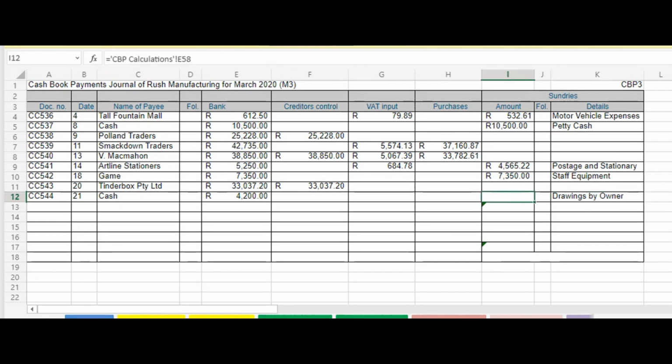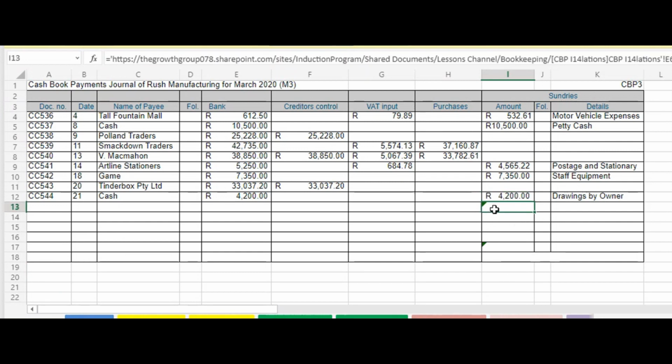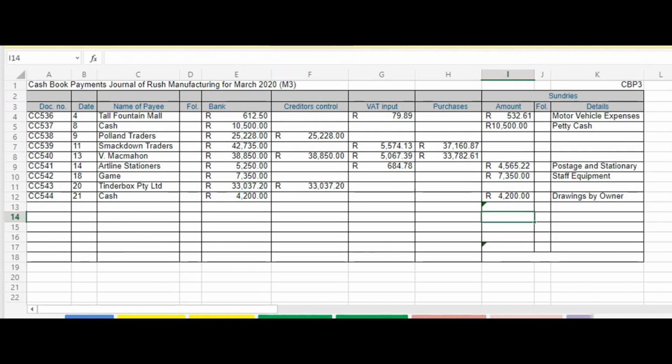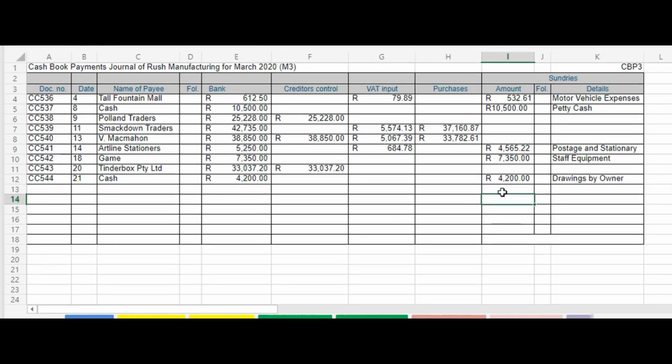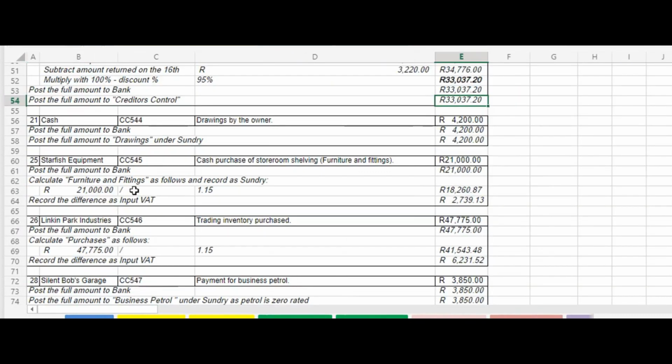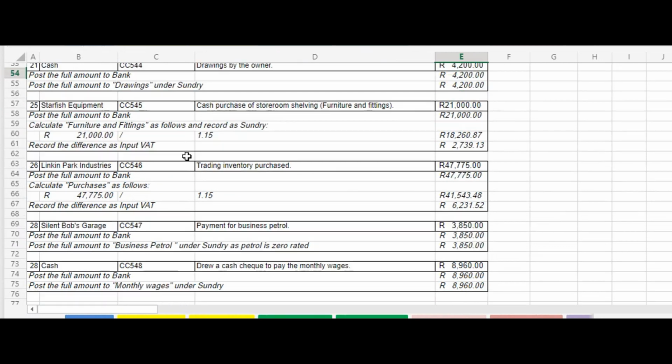And so we are simply going to record the full amount. Now here, I see that something went wrong. So I'm just going to delete that in its totality. And then when I get to that line or that cell, I will just put in the correct amount again. Okay, so now let's look at the next transaction. So that was the drawing by the owner.